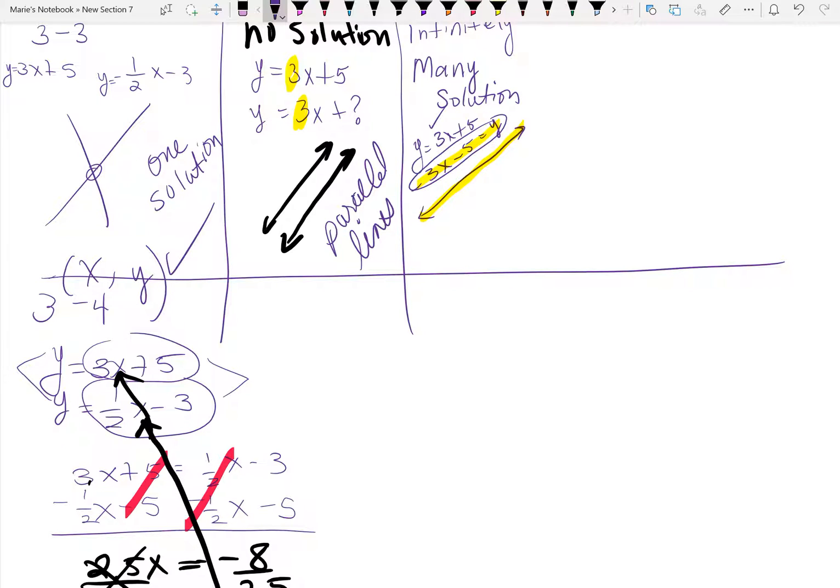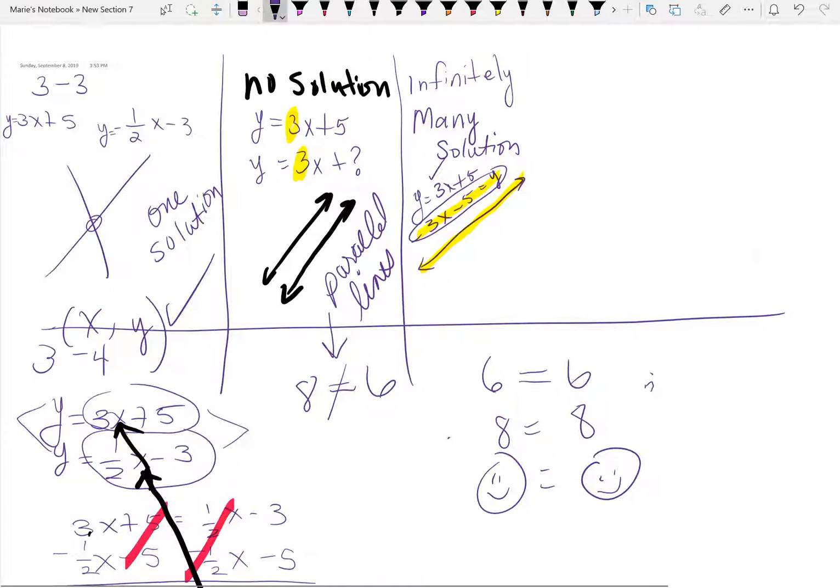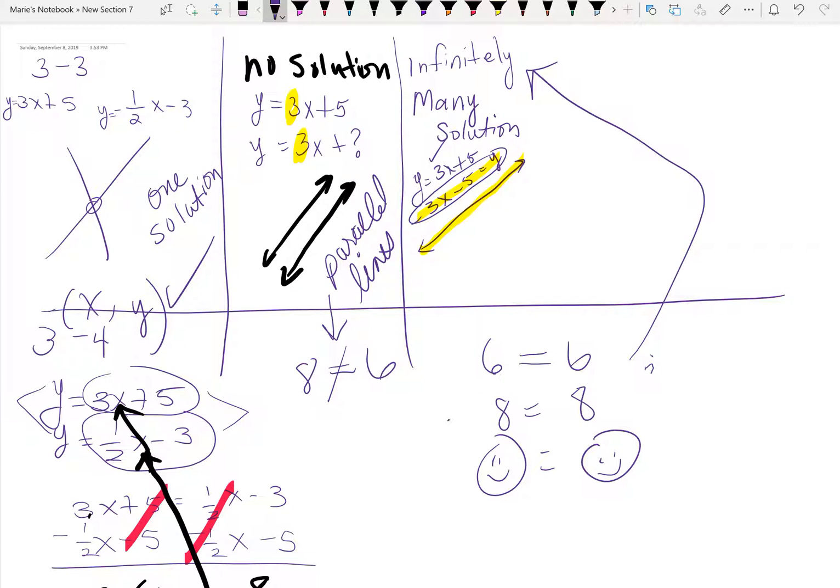How you know that this is parallel lines is that you're going to get a value such as 8 is equal to 6, and that is not possible. And over here, you're going to get something like 6 is equal to 6, or 8 is equal to 8. Whatever it is, happy face is going to equal happy face. It doesn't matter. The point is that you're going to see the same thing on both sides of the equation. And that's how you know that you are solving infinitely many. As for the process, it's the same. So remember, that's no solution, so it would make sense that you would end up with that type of response.